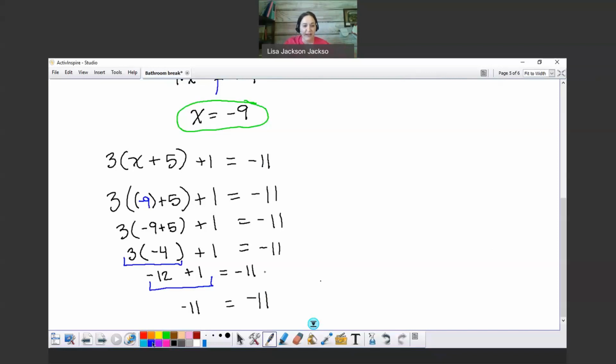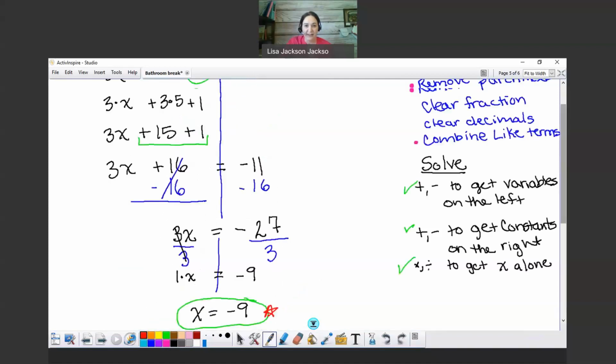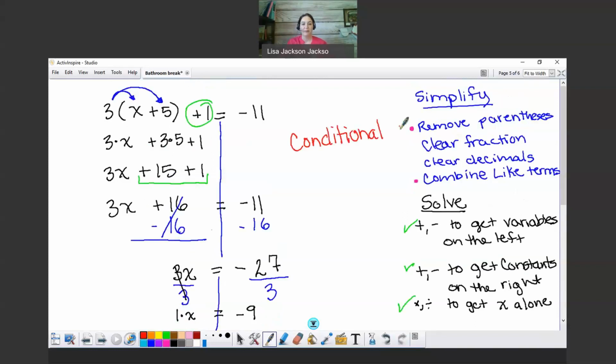So if a conditional statement like that sentence is true if x is negative 9, if it's an accurate statement, when you plug it in, you will get an identity like we did. Negative 11 equals negative 11 is true. So this is indeed a conditional statement. Conditional, remember, says this equation is a true sentence only when x is negative 9. Conditional statements can have a few answers that make it true, but not all the answers. And there has to be at least one that makes it true.